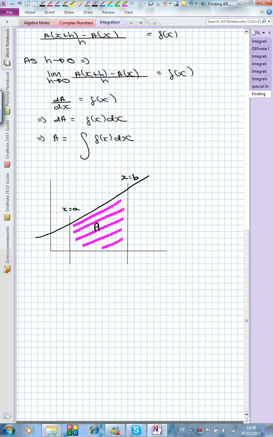So I'll call this shaded area A. We can use the following equation to find the area. So A will be equal to the integral of the given function between b and a of f(x) dx. Thus the area A of the region between y is equal to f(x), the x-axis, and the lines x is equal to a and x is equal to b, is given by A is equal to the integral between b and a of f(x) dx.